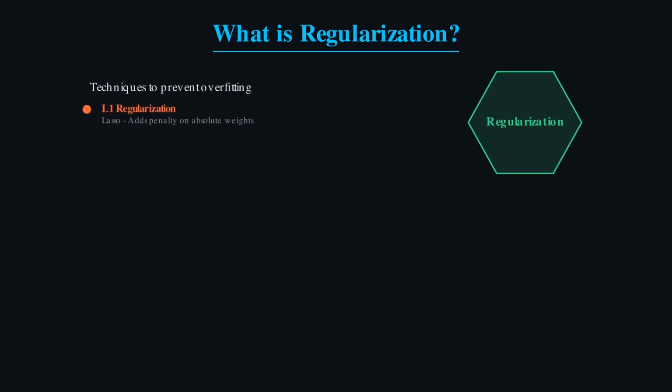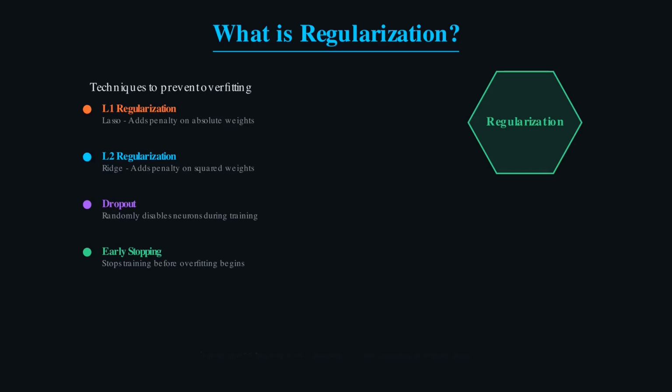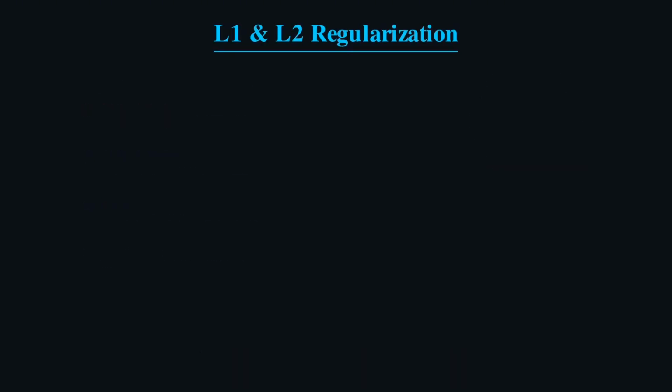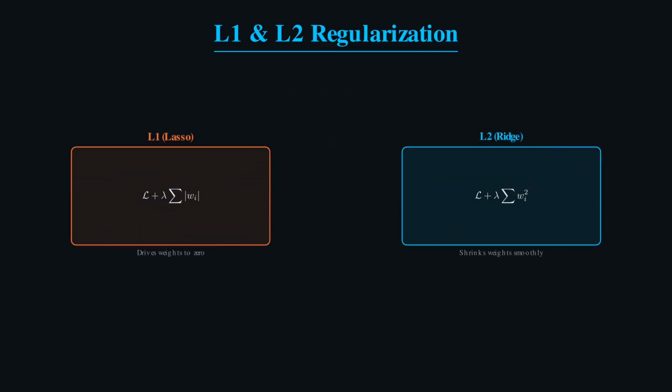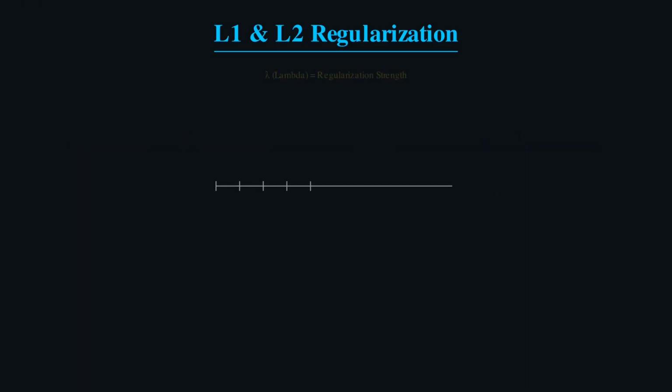Why does overfitting happen? Too many parameters, too little data, noisy signals, or training too long. Look at these networks. The simple one has limited capacity. The complex one has millions of parameters. More complexity equals higher risk of overfitting. Always. The solution is regularization, your shield against overfitting.